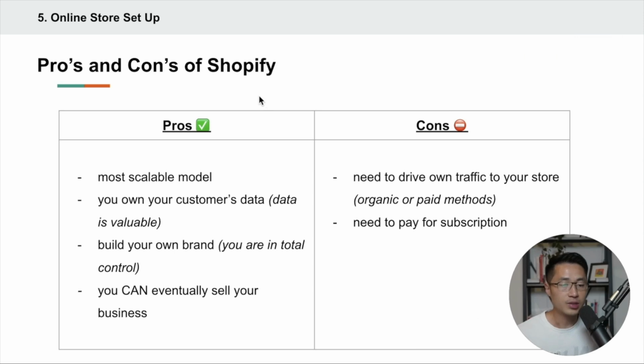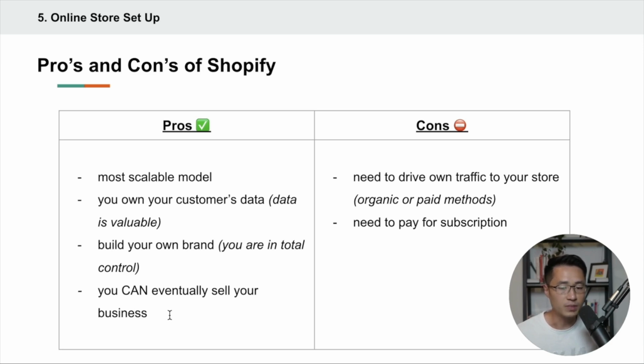So next, let's look at the pros and cons of Shopify. So the first pro is that it's the most scalable model. If you build your business on Shopify, you own your customers' data. And like I said before, data is valuable and you actually own all of your customers' data. This also allows you to build your own brand. You are in total control of your business. And lastly, you can eventually sell your business.